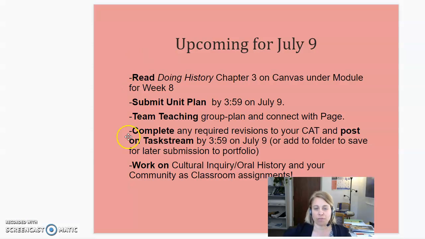Okay, wrapping up our video, the last thing I want to remind you of is all that's coming up for July 9th and as the end of the semester gets closer. You are going to read Doing History Chapter 3 on Canvas for our class on July 9th. Your unit plan is due on July 9th. The team teaching group, please make sure you check in with me a day or two ahead of the July 9th class. You're also going to complete any revisions to your CAT assignment and post those on TaskStream.